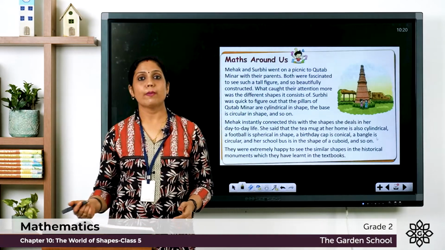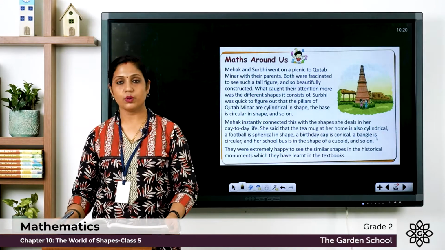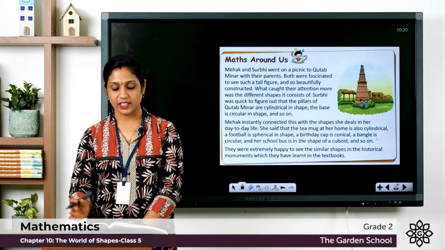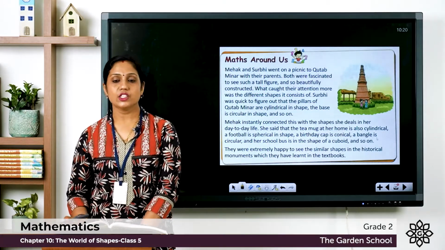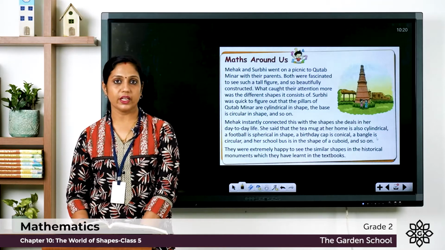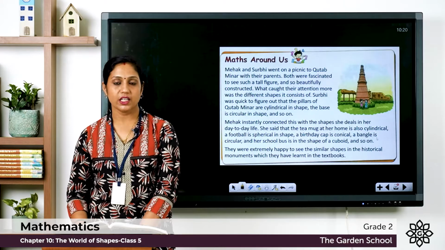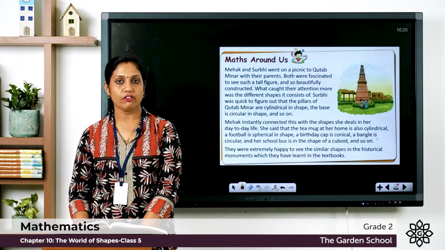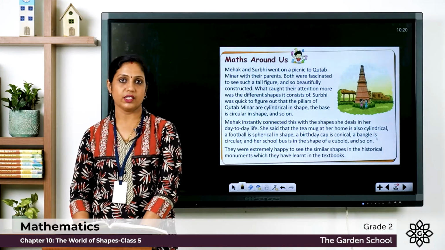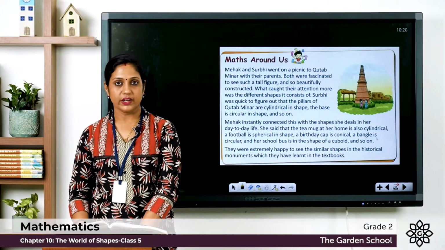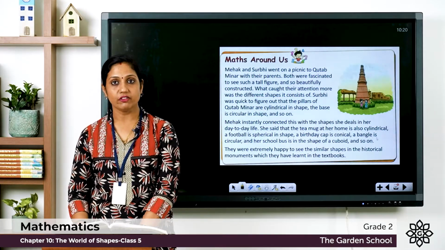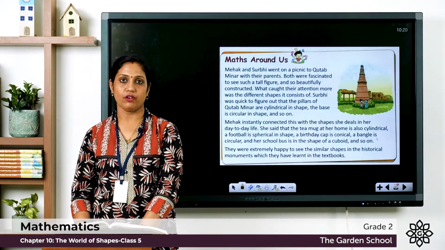Now let's move on to Maths Around Us. Page number 147. Let's read that. Mehak and Surbhi went on a picnic to Qutub Minar with their parents. Both were fascinated to see such a tall figure and so beautifully constructed. What caught their attention more was the different shapes it consists of.